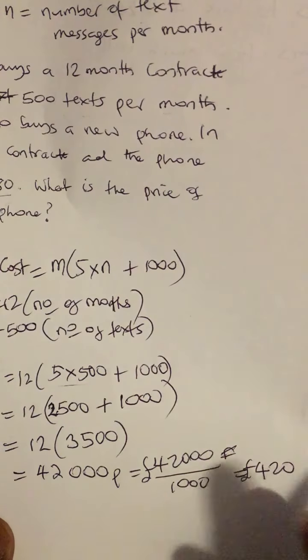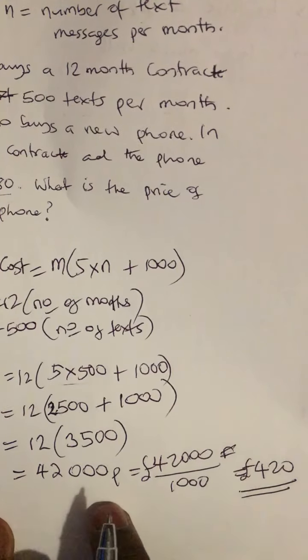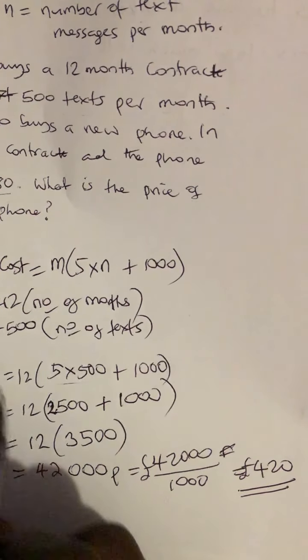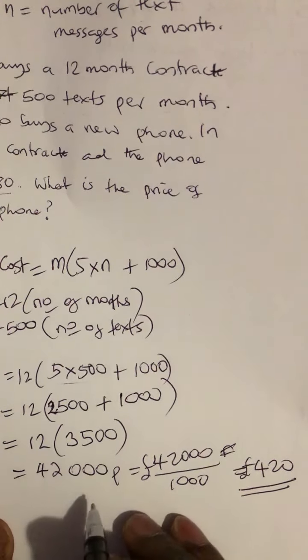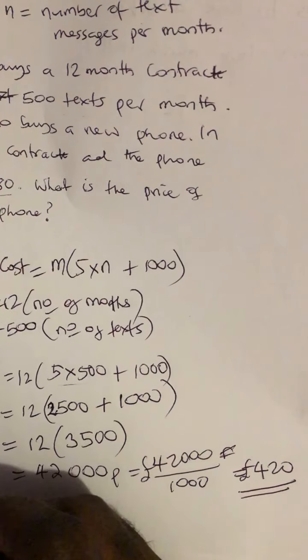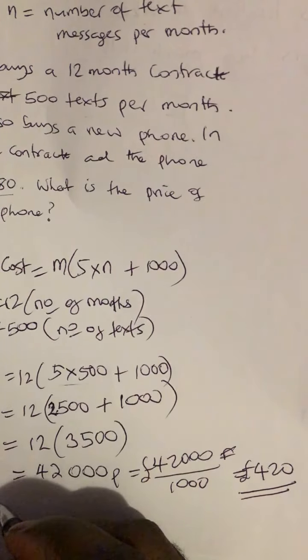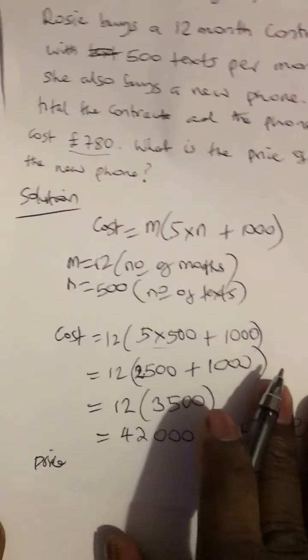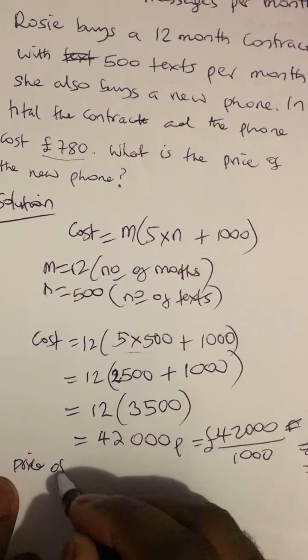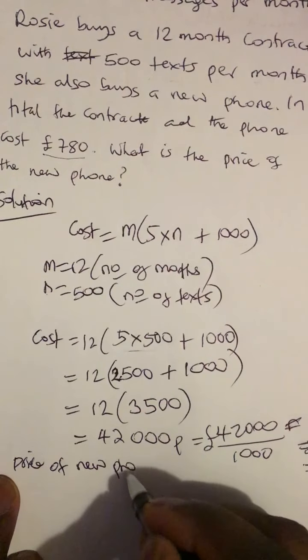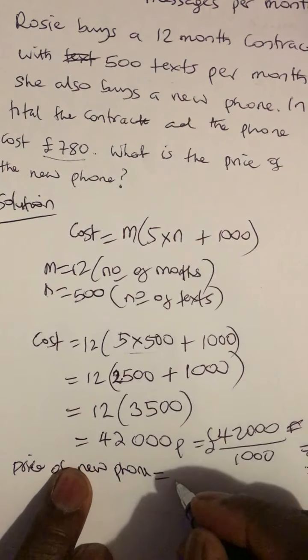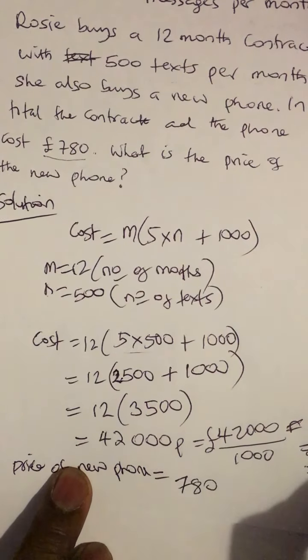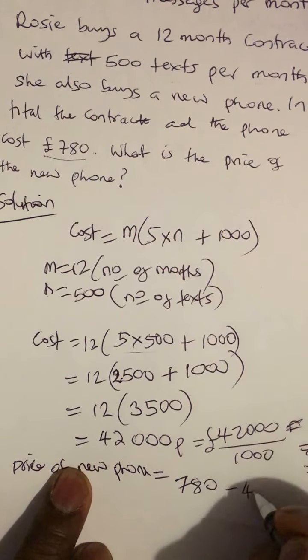So the cost of the contract is 420 pounds. Since we know how much she paid, to find out the cost of the new phone, the price of the new phone will be the total price she paid, 780, minus the cost of the contract, 420.